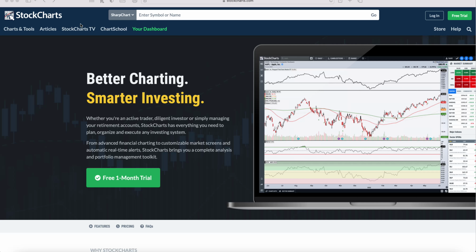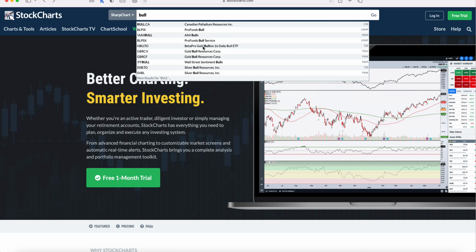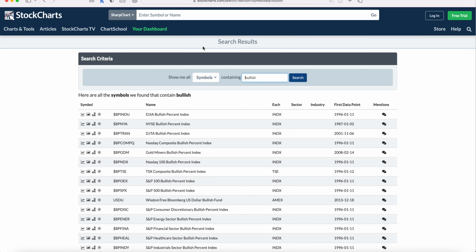So we're over here at stockcharts.com, and it's a nice website that's out there. It gives you some free information. They also have a paid subscription. I've used that in the past, but I don't use it today. But in any case, we come here and we type in bullish, and that's for the bullish percent indexes.